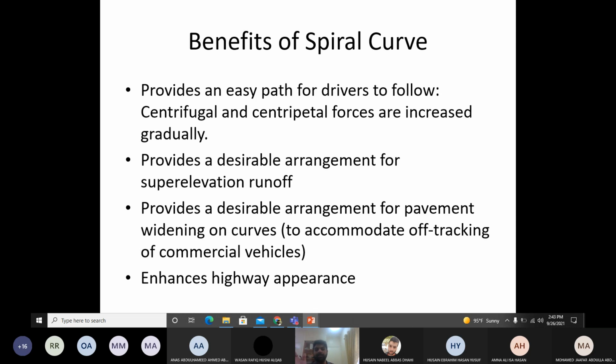A benefit of providing a spiral transition curve, like I said, is that it provides the driver a comfortable path where the forces acting on the vehicle increase gradually. Otherwise, the force acting on it will increase instantly, like we do with the course.